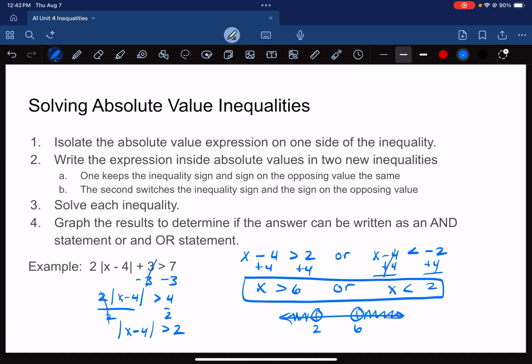Okay. Let's just pick some values that work here, like 7. If I plug 7 in there, 7 minus 4 is 3, and the absolute value of 3 is greater than 2. Or if I pick 1, 1 minus 4 is negative 3, and the absolute value of negative 3 is 3, which is still greater than 2. So there's my answer, okay?